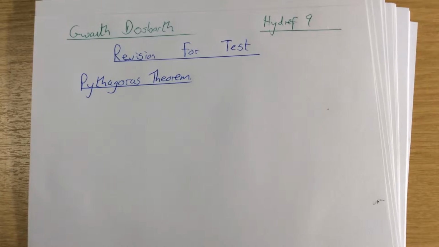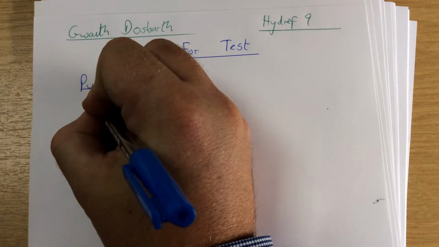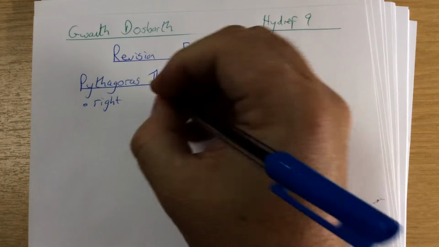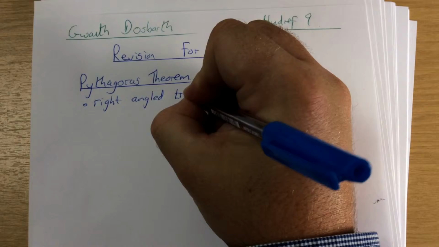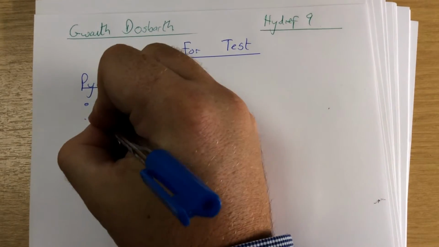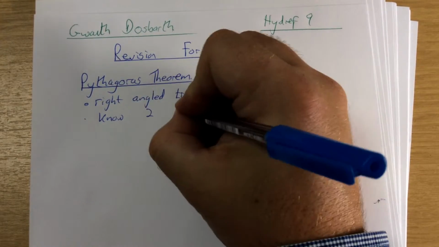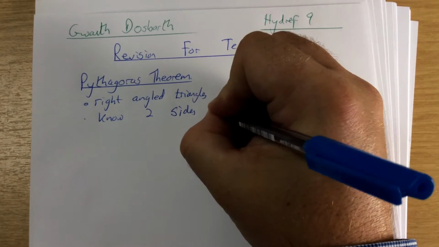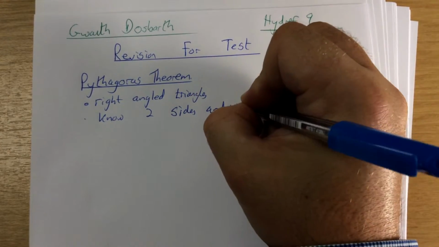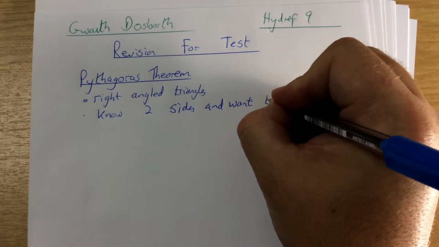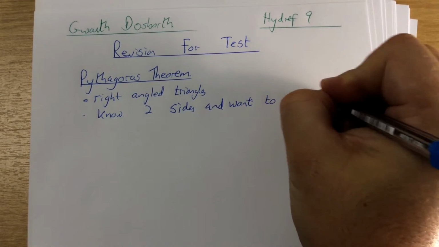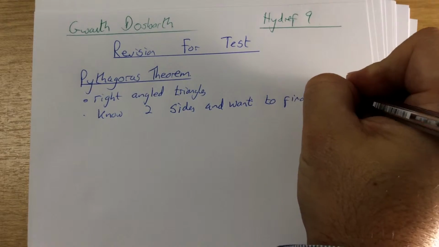When we're doing Pythagoras Theorem, it's used in right angle triangles. It's very important you know that. It's used in right angle triangles. All right, you know two sides and want to find the third side. It's level 7, so it's a nice standard of work. So you know two sides and want to find the third side. So, how do you use Pythagoras?